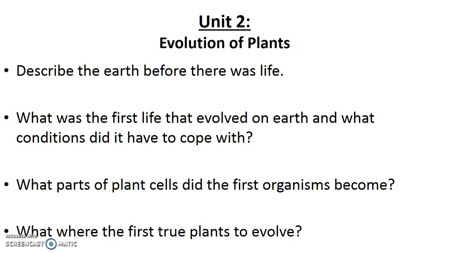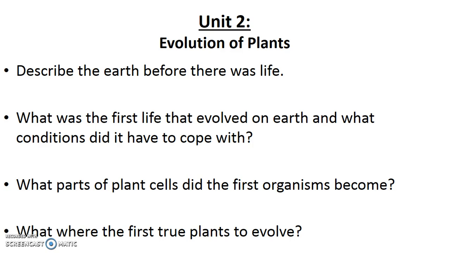So we're going to spend a little bit of time talking about Earth before anything existed on it, before dinosaurs, way before any of that. Literally 450 million years before even the first animals. Then we're going to start talking about what the first life to evolve on Earth was and what conditions that life had to cope with when it got here. And then what parts of plants can that first life actually be seen? Because there are parts of plant cells that actually are those first original organisms that came onto Earth, or have traces of those first original organisms.